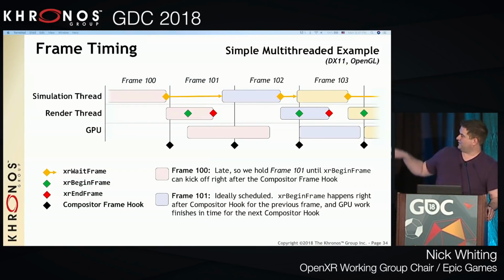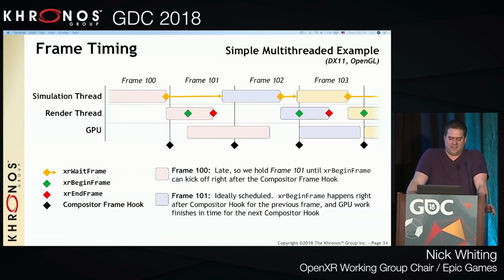So this is actually easier if you start with the blue frame, or the kind of vaguely taupe frame on 102. That frame is well scheduled and fits within the allotted amount of time. The simulation thread runs and then calls wait frame to wait until the next block of time, and then it kicks those jobs off to the render thread. So the render thread does a little bit of initialization work, and then when it's ready to actually start issuing GPU work, it calls begin frame, and then it calls end frame when that's done.